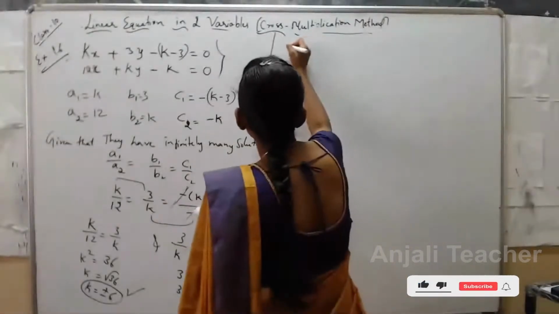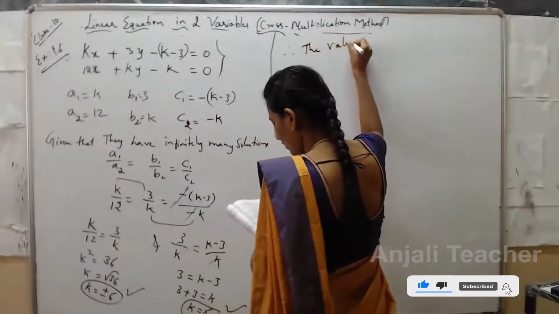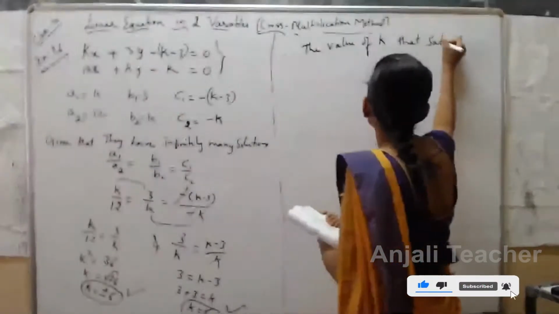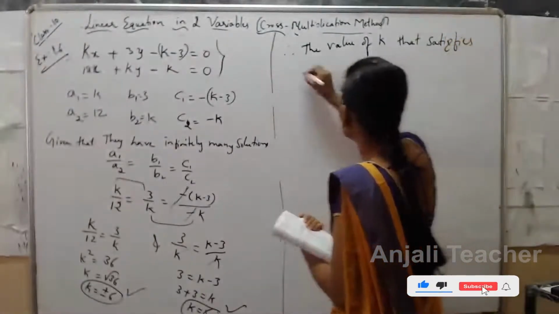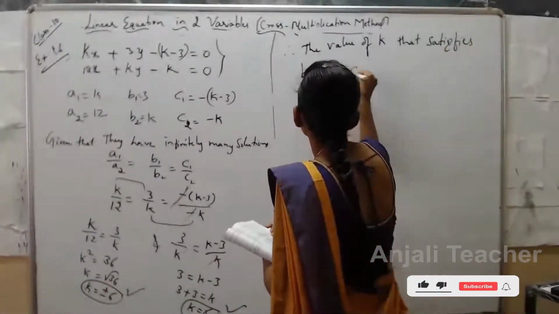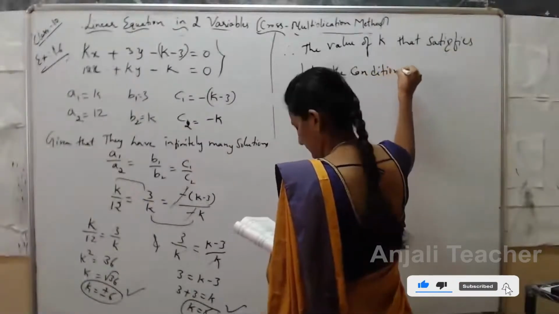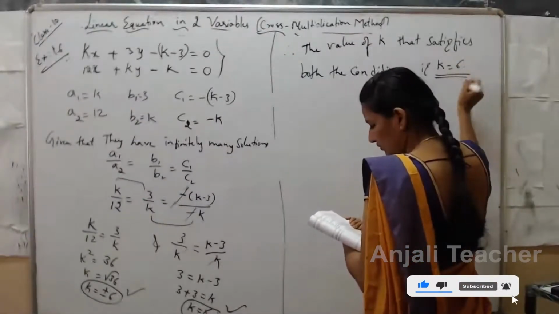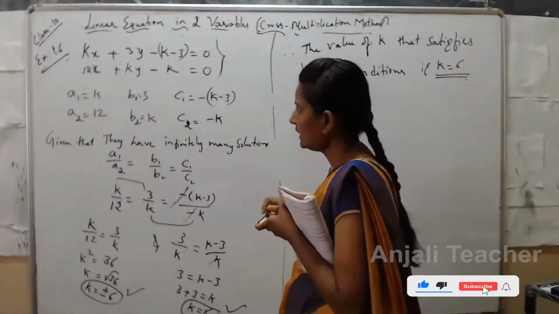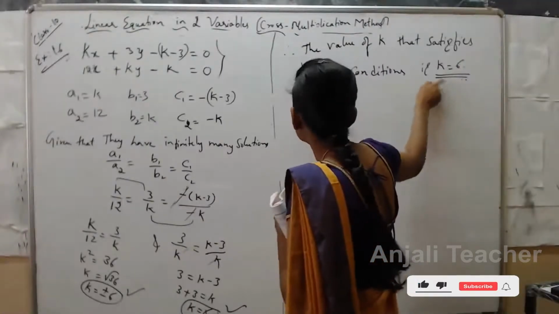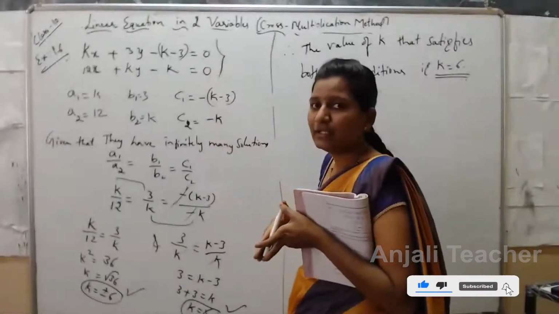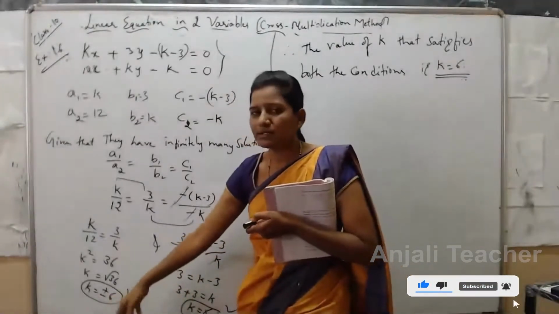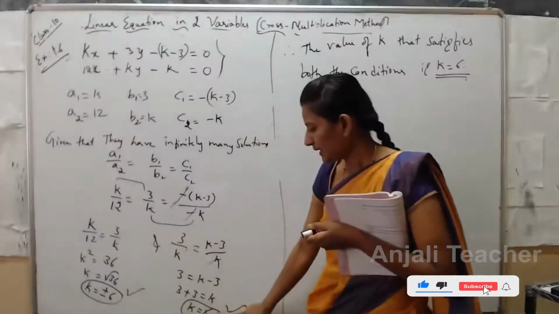Therefore, the value of k that satisfies both the conditions is k is equal to 6. For this value, the pair of linear equations has infinitely many solutions. Got this? Here also you are getting plus 6. Don't neglect about minus 6. We don't want minus 6. Here k is equal to 6.